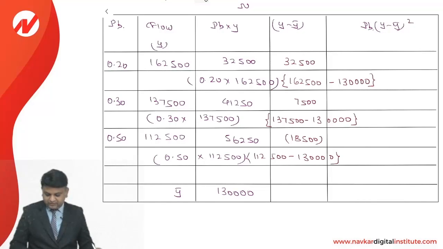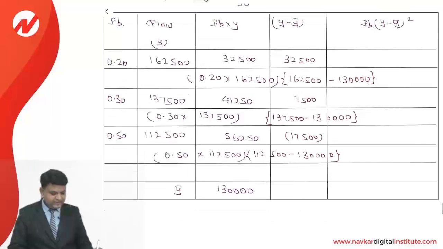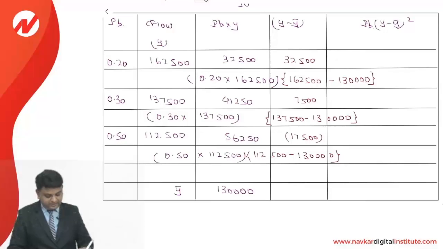So 162,500 minus 130 is 32,500. 137,500 minus 130 is 7,500 positive. 112,500 minus 130 is 17,500. So now (y minus y bar) whole square into probability. So it is the square of 32,500 into 0.20.